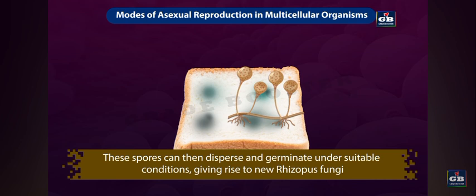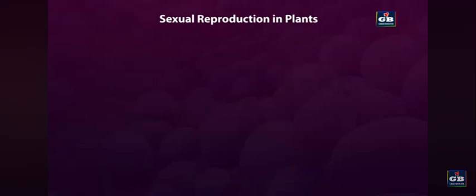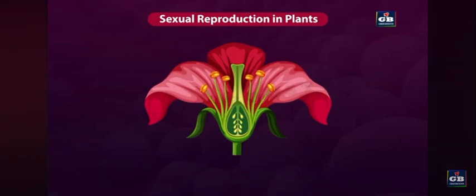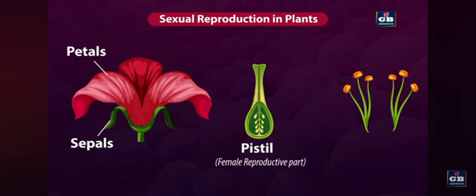This is all about the asexual reproduction in organisms. In plants, flower is the reproductive part of the plant. These are sepals. These are petals. This is pistil. Pistil is the female reproductive part of the flower. And this is stamen. It is the male reproductive part of the flower.